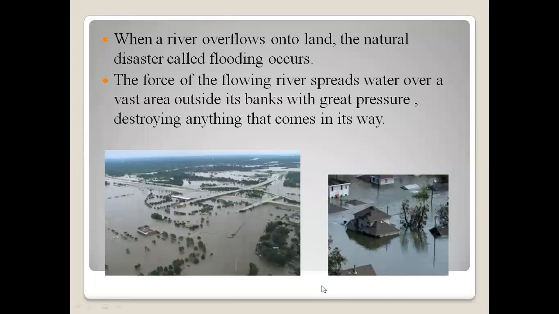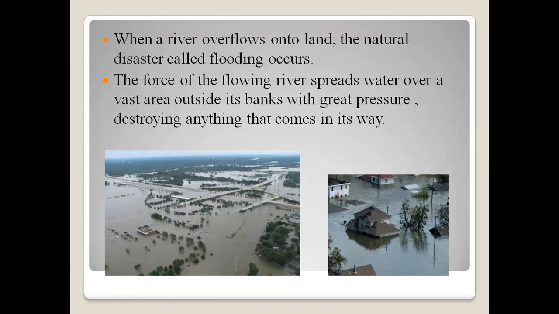Okay, let me describe it more. When a river overflows onto the land, the natural disaster called flooding occurs. As you can see here, how the water covers the land. This happens by the overflowing of the river onto the land, and the force of the flowing river spreads water over a vast area. Definitely, water has so much power.